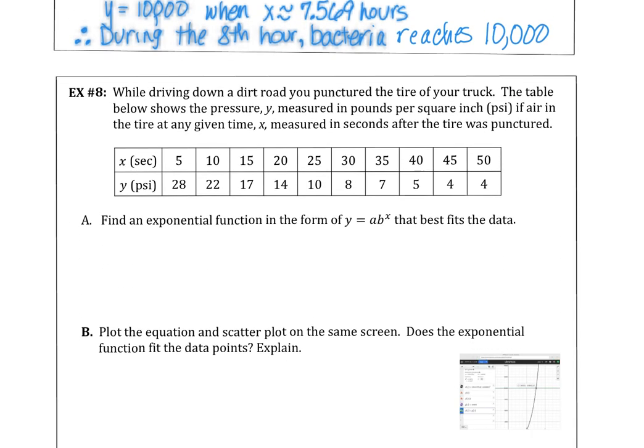In example 8, we're driving down a dirt road. You puncture a tire of your truck, and the table shows the pressure measured in pounds per square inch. If the air in the tire at any time given is measured in seconds after the tire was punctured, we want to find an exponential function in the form of y equals ab to the x that best fits the data. So again, let's try this with the Desmos graphing calculator.